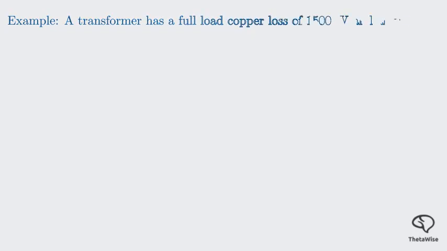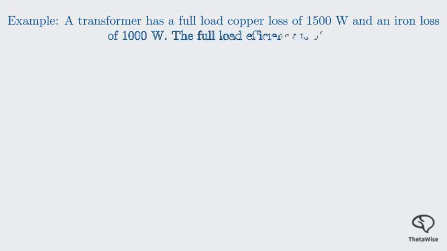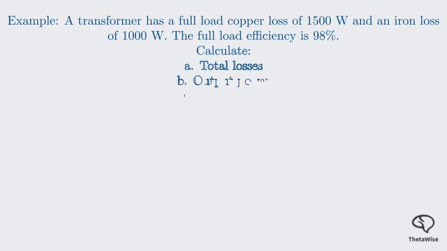Let's work through a full example problem to see how we apply what we've learned. The question states, in an electrotechnics test, you are presented with the following question. A transformer has a full load copper loss of 1500 watts and an iron loss of 1000 watts. The full load efficiency is 98%. You must show all calculations and round your answers to 3 decimal places.